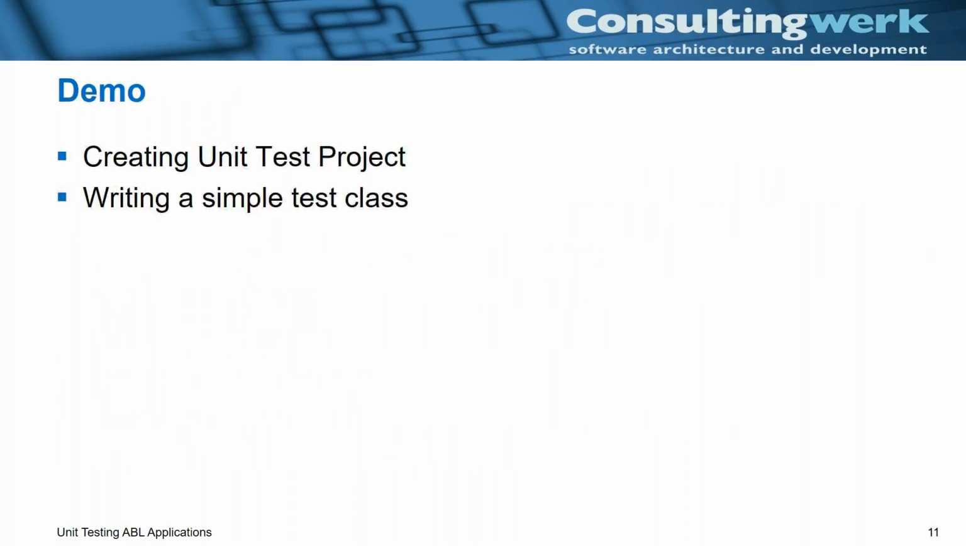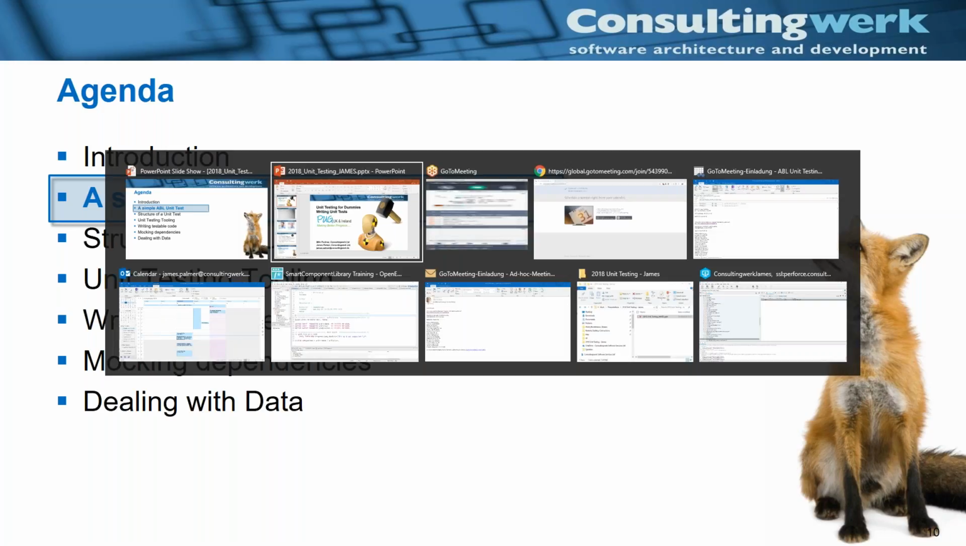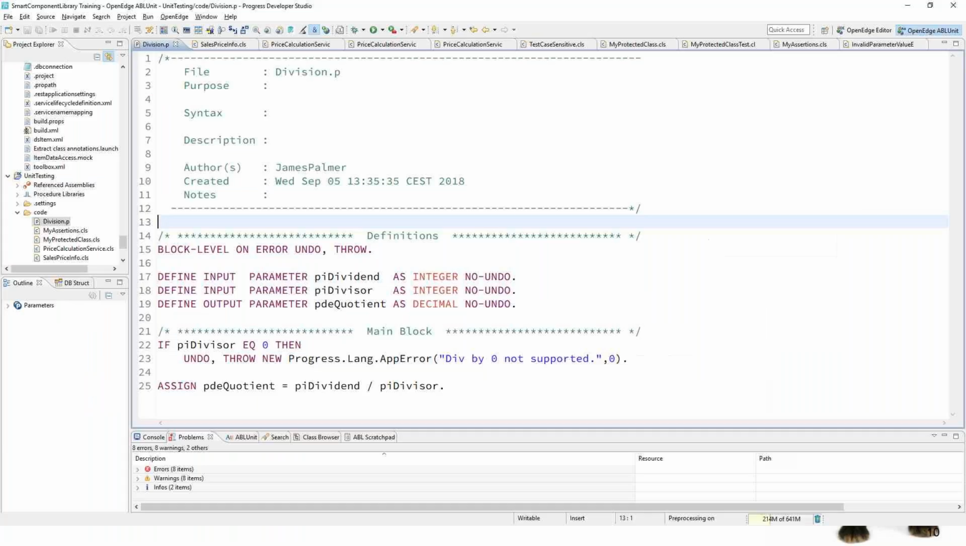Okay, so thanks, Mike. We're going to have a look now at a simple unit test. I'm going to be working in Developer Studio to show this. The reason why we use Developer Studio for it is because Progress have included some tooling called ABL unit within Developer Studio, which makes all of this very simple to do. So I'm going to switch over now to my Developer Studio.